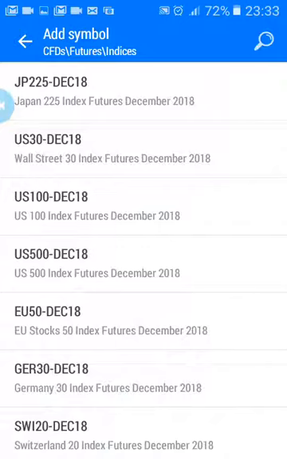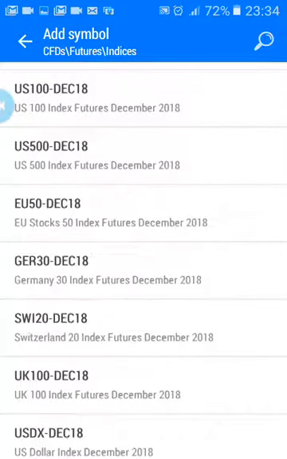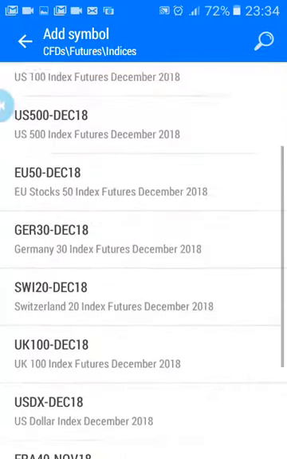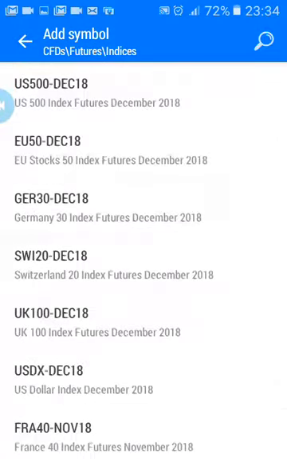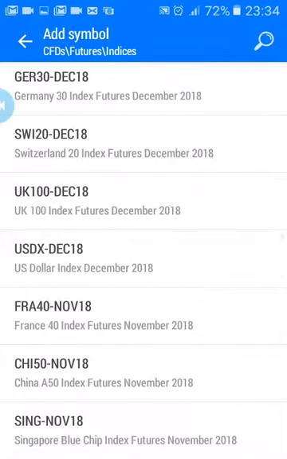Japanese, also the Japan 22.5 index. You have the Wall Street 30 index. You have the US 100 index futures. You have US 500 index futures. You have the EU stocks 50 index future. You have the German 30 index future. You have the Switzerland 20 index future, and the list goes on and on, just like that.